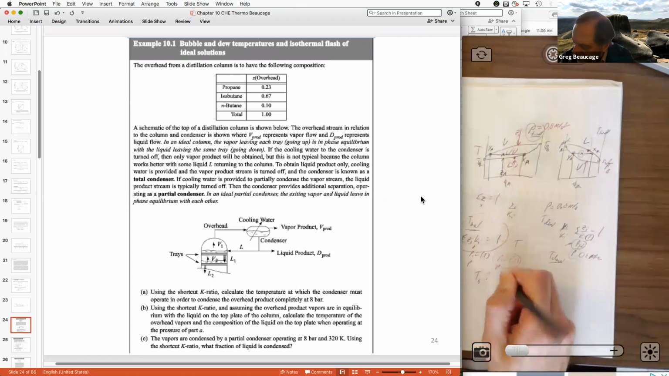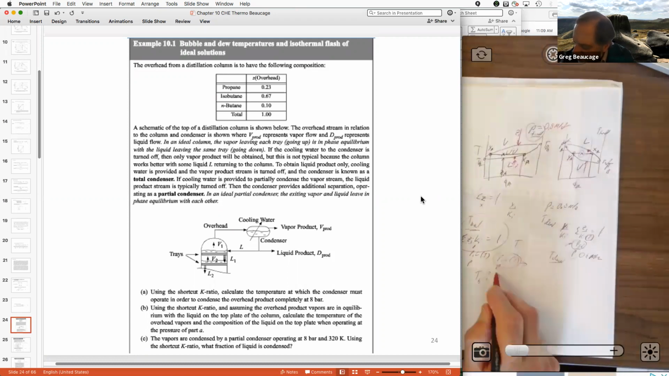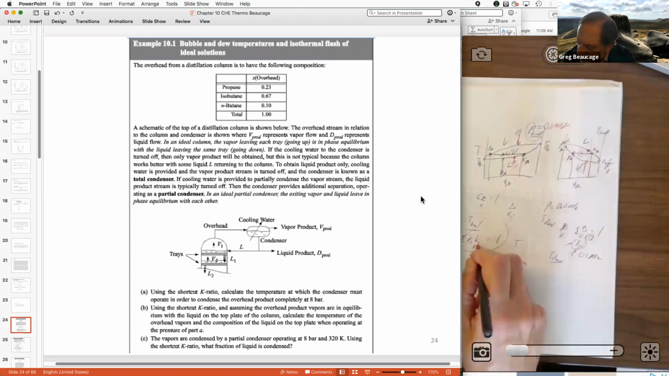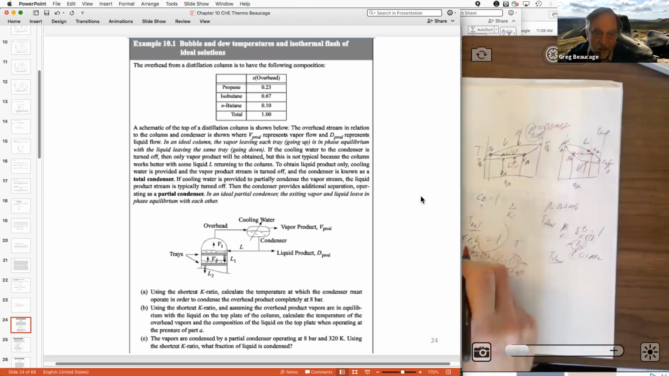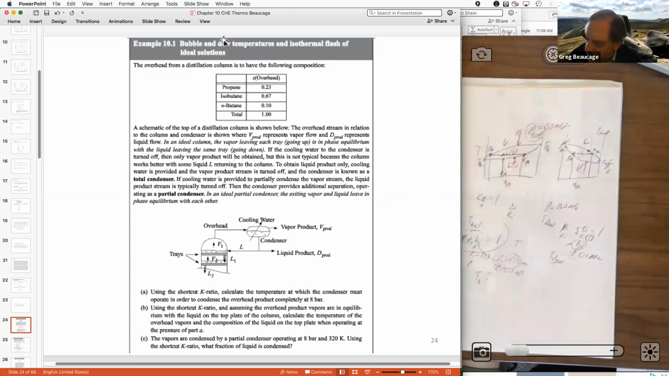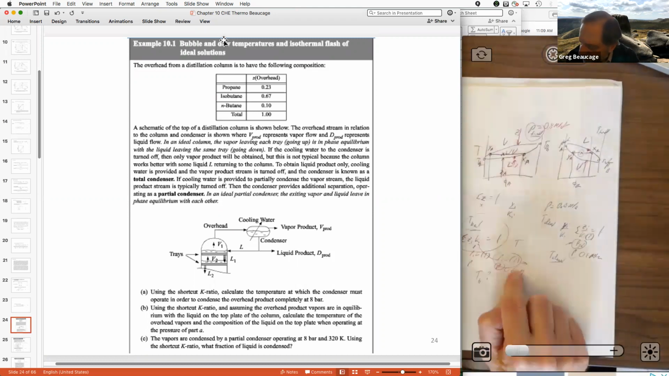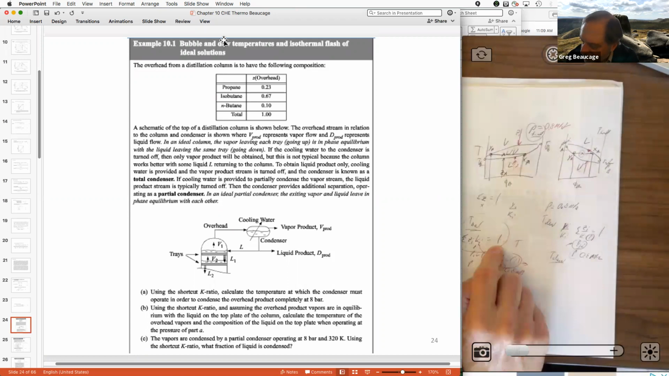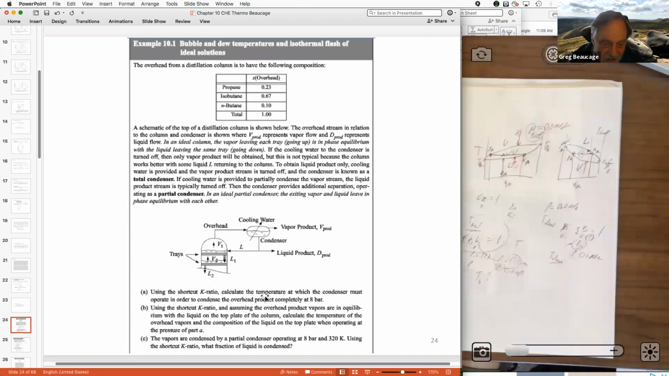So you need that shortcut method for P sat. You know your P is 0.8 megapascal. You're going to put that in here. And the Z's you're given. They're in the table up here. You have to iterate that until this thing sums to 1. And that gives you this bubble temperature. That's the temperature where it'll totally condense to a liquid.